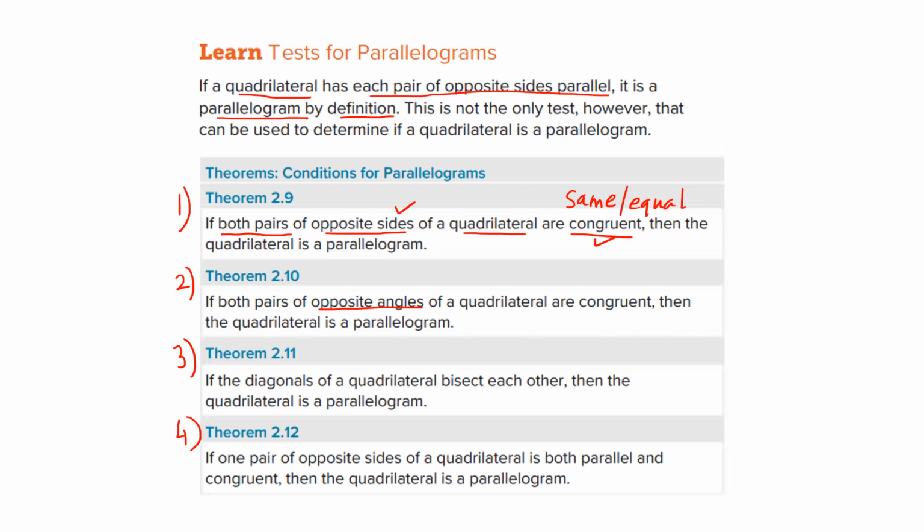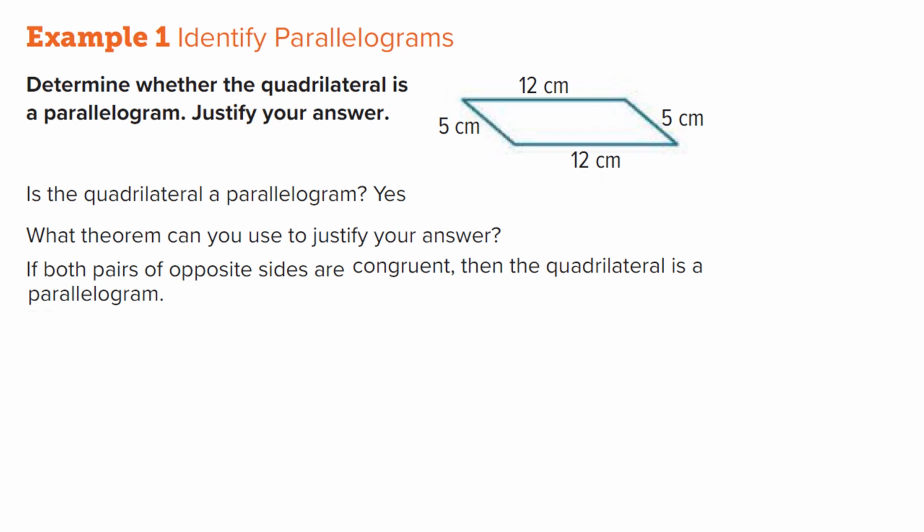And finally, the last one: if one pair of opposite sides of a quadrilateral is both parallel and congruent, then the quadrilateral is a parallelogram. So these four tests we will be using in today's session to prove that the given quadrilateral is a parallelogram. Let's look at the first question and see which theorem is going to apply here.